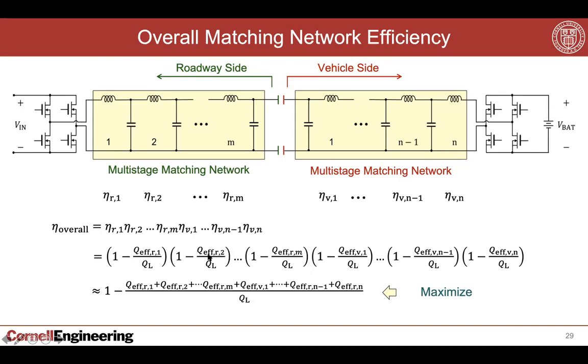These Qs you can think of like providing a gain. It's the same kind of Q that you would have in any resonant network, and it's relative to the quality factor of your inductor. The QL here essentially measures the losses in your inductor. And so what you're trying to maximize is this term, which in effect means you're trying to minimize the sum of all of these Q effectives.